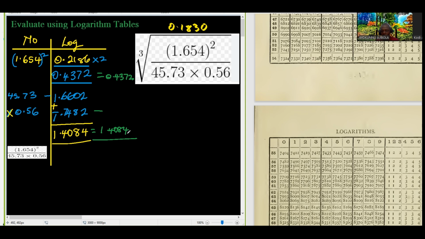So 2 minus 4 is not possible. I say 12 minus 4, that gives me 8. Now this is 6. 6 minus 8 is not possible. That means 16 minus 8, and that's 8. Then 3 was here, it becomes 2.